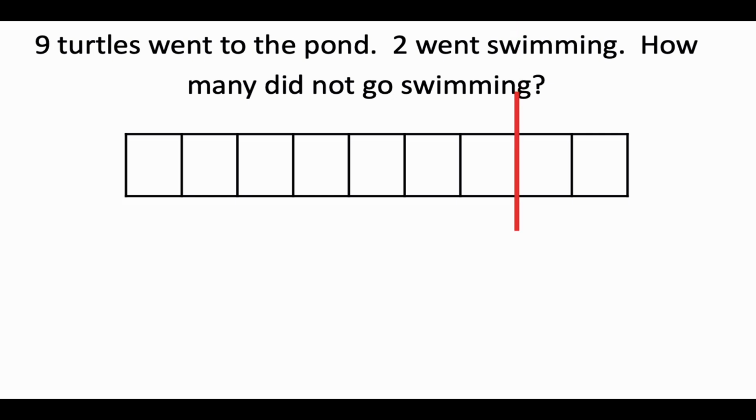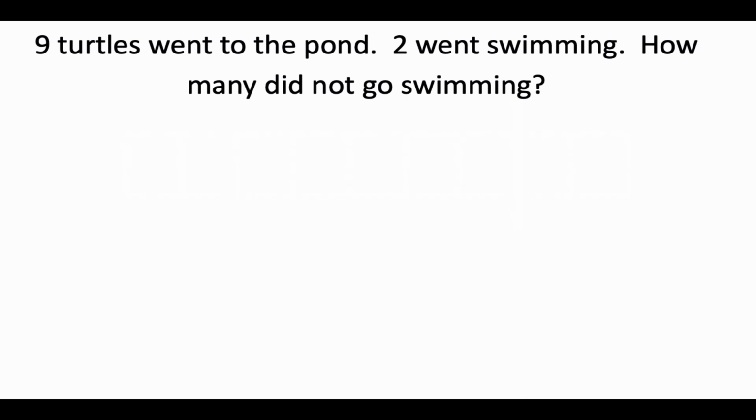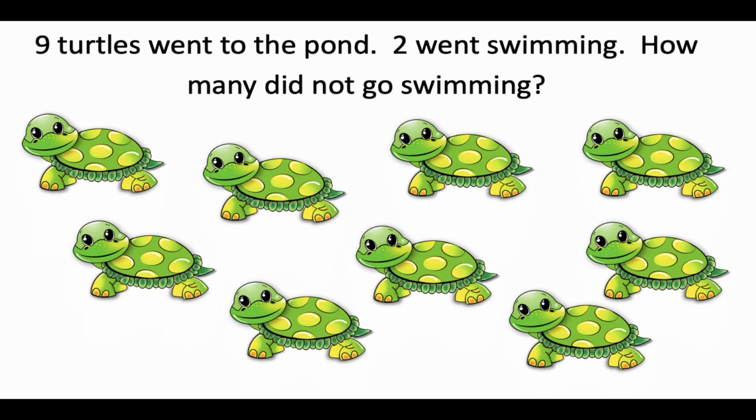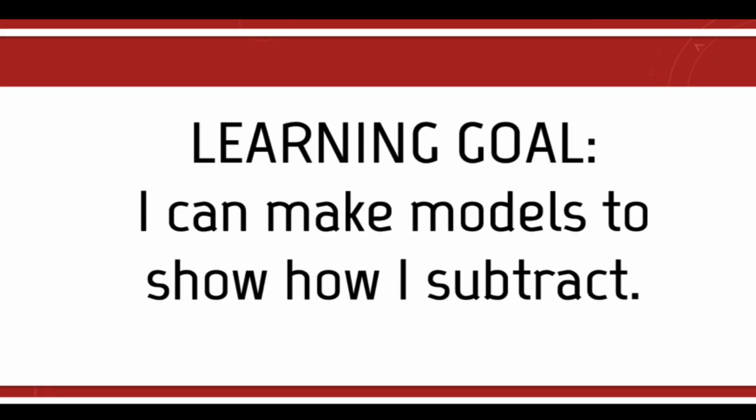Good job. All right. What if instead of a picture of counting cubes, I actually had 9 turtles? Look at those cute turtles. How could I show on this picture of turtles that 2 of them went swimming? What could you do? Yes, you could put 2 X's on 2 of those turtles to show that they left. Friends, there are different ways to model our thinking. And we practiced that today. We practiced figuring out how we could model what we were thinking in order to show our subtraction.